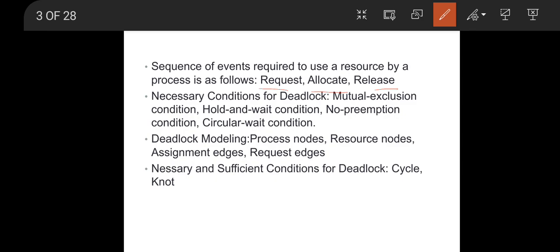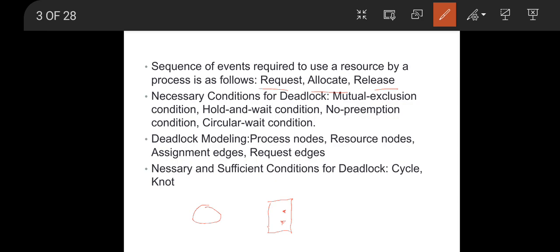Process node is represented by a circle. Resource node is represented by a rectangle. Now a resource can have many units. That is called instances of the resource. If it is only one unit, then having one square or rectangle is sufficient. But if the resource has multiple units, then it is represented by dots. Now these are the nodes.